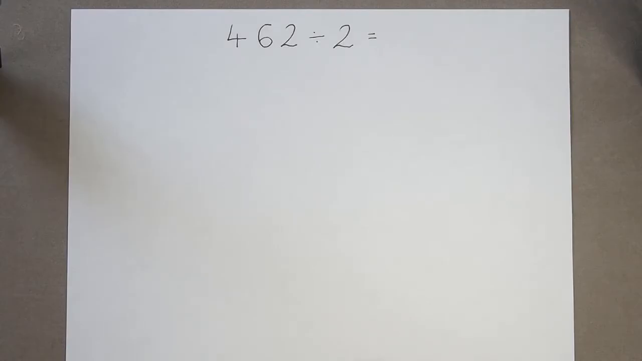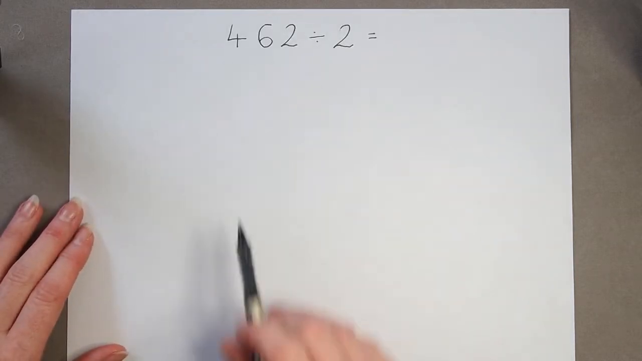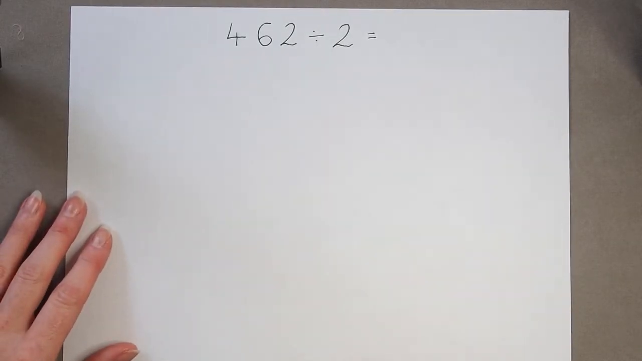We're going to look at using the written method for division, short division. So we have 462 divided by 2.